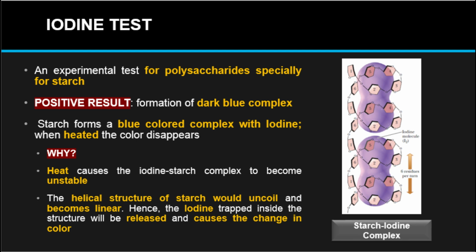So what can we infer from this? The helical structure of the starch is significant for the formation of the complex. Thus, linearization of the structure disrupts the complex. The iodine molecules go inside the coil, which causes the formation of the colored complex.